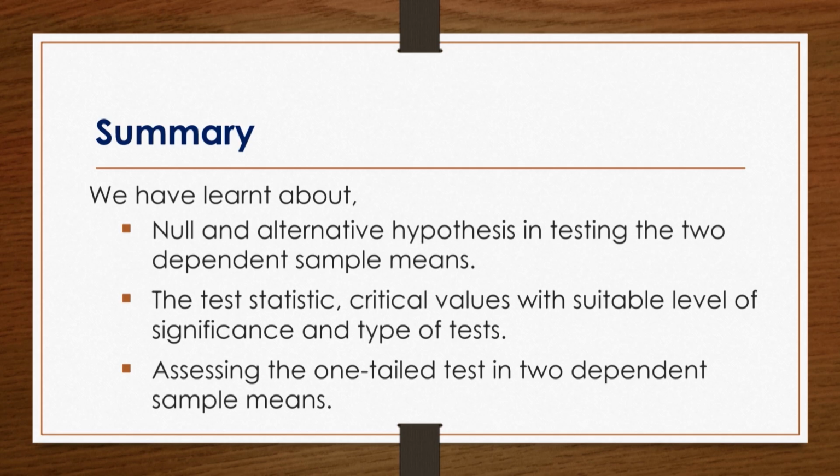Students, let us summarize what we have learned in this video. In this video, we have learned about null and alternative hypothesis in testing the two dependent sample means, the test statistics, critical value with suitable level of significance, and types of test, assessing the one-tailed test in two dependent sample means. Students, hope you understood the concepts which are discussed in this video, which may be helpful for your research. Thank you.